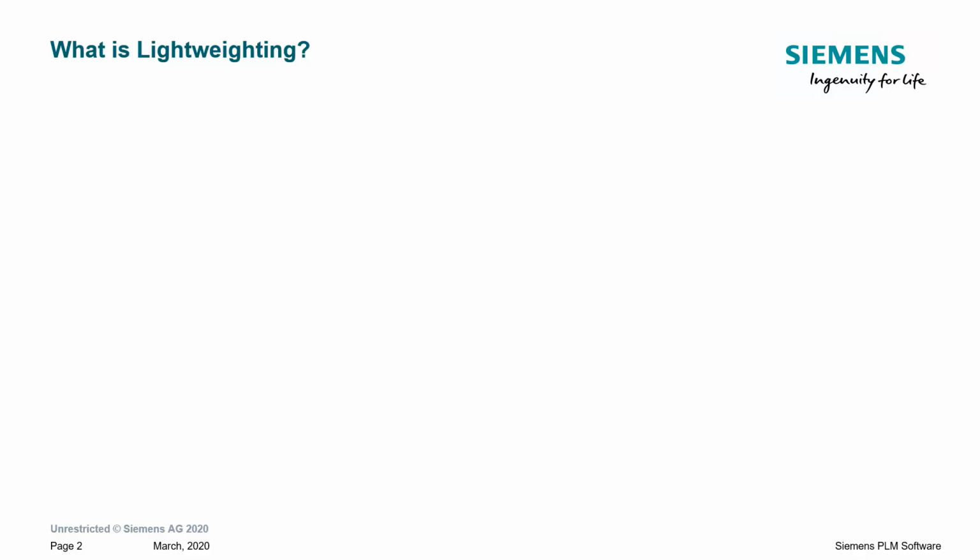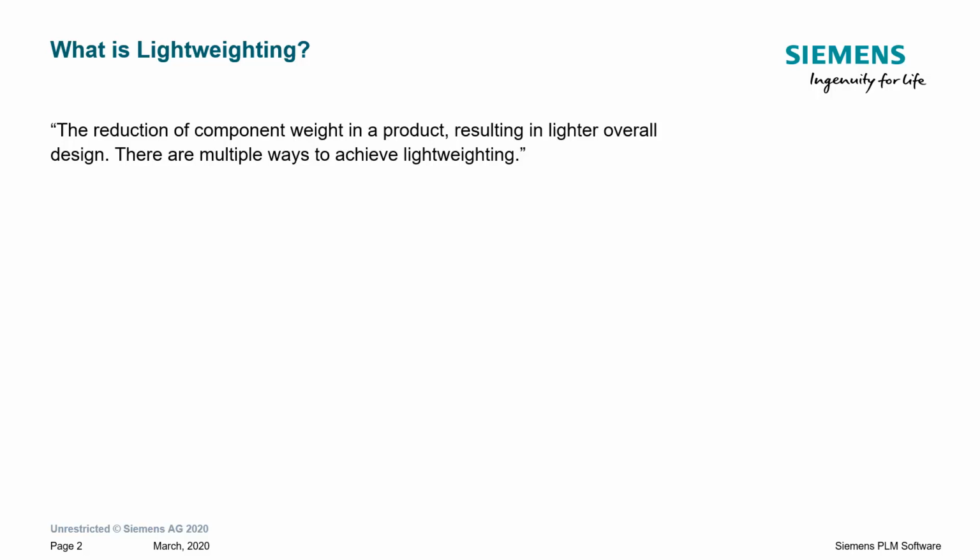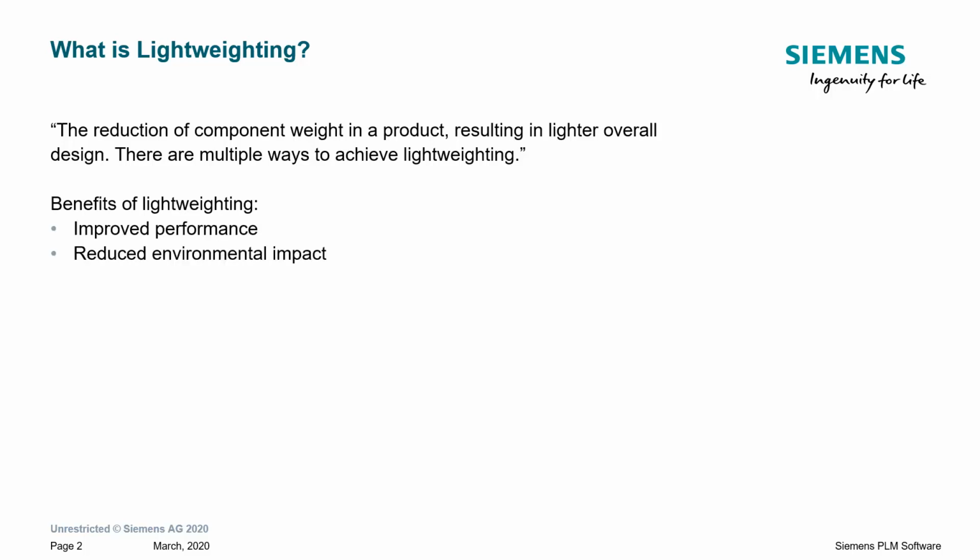Just what is lightweighting? Lightweighting is the reduction of component weight in a product, resulting in a lighter overall design. There are multiple ways to achieve lightweighting. The benefits of lightweighting are improved performance and reduced environmental impact. It also saves precious material resources. In other words, we can make more of the same product using less material.